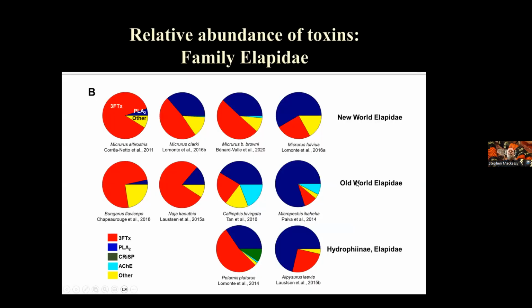If we do the same kind of broad brush on front fang snakes of the family Elapidae, we see a very different sort of pattern. And again, the hot colors here are indicating three-finger toxins. Now, there are a bunch of different activities associated with three-finger toxins, but in general, elapids have invested very heavily in three-finger toxins and, in some cases, phospholipase-based toxins.